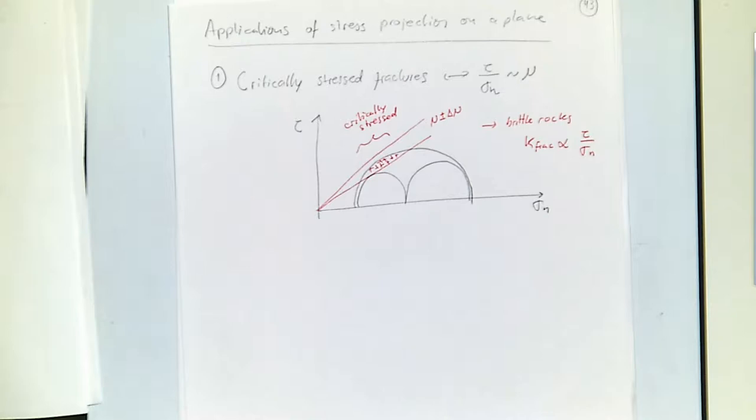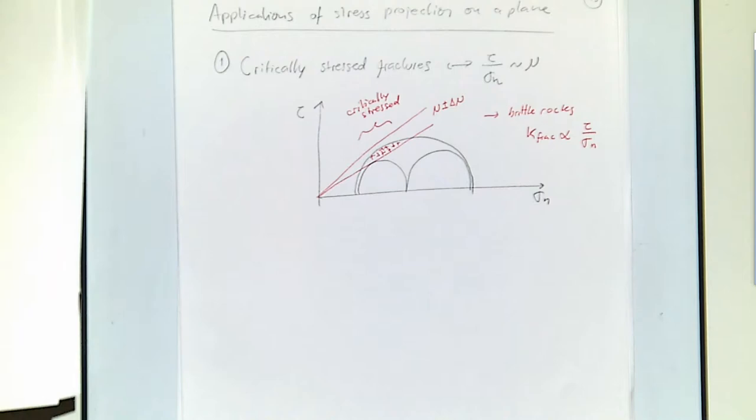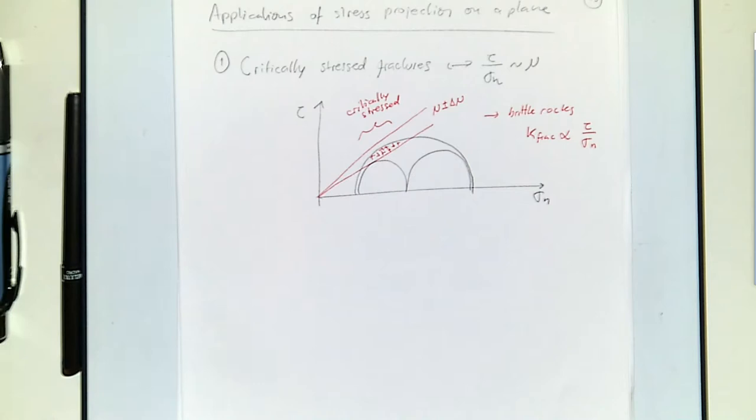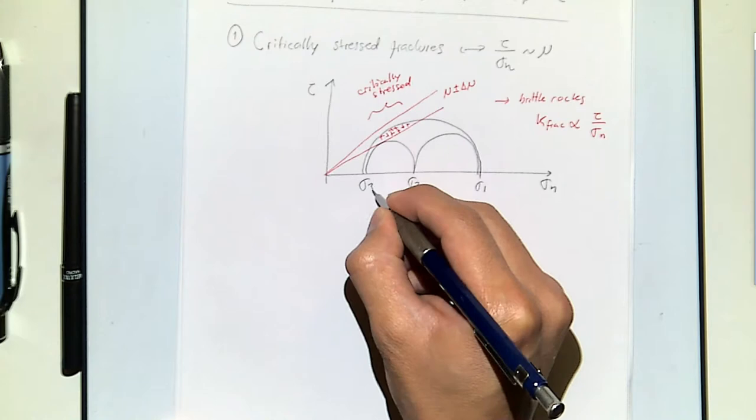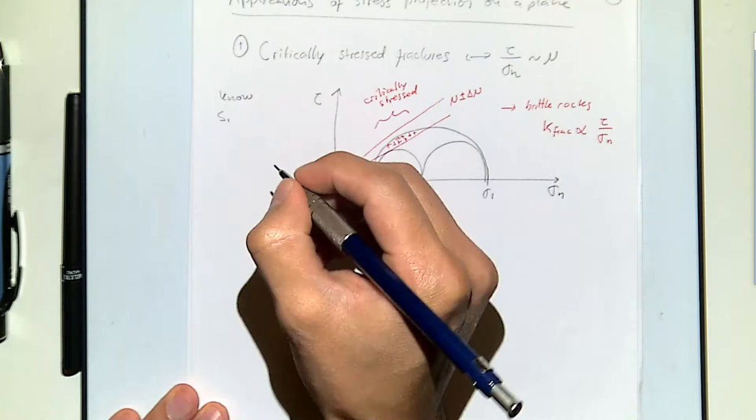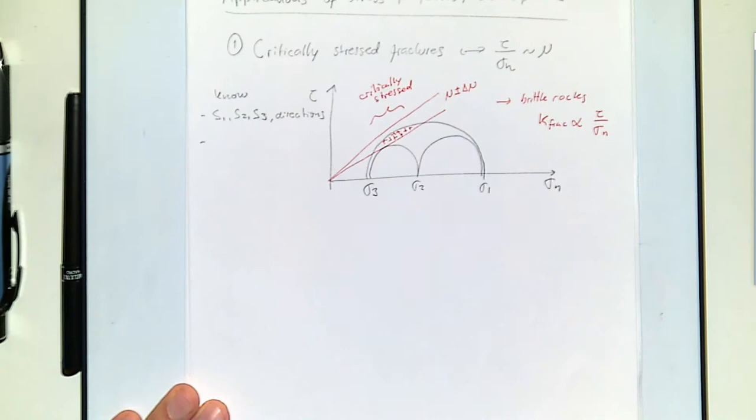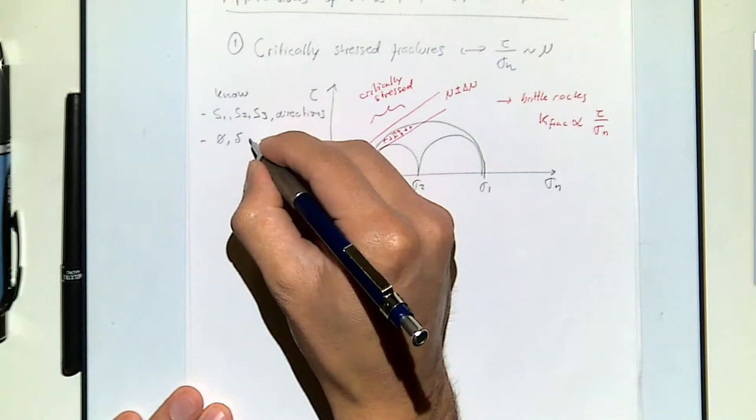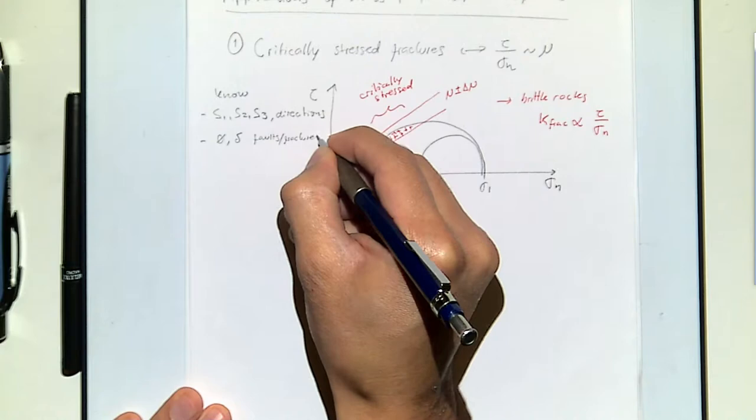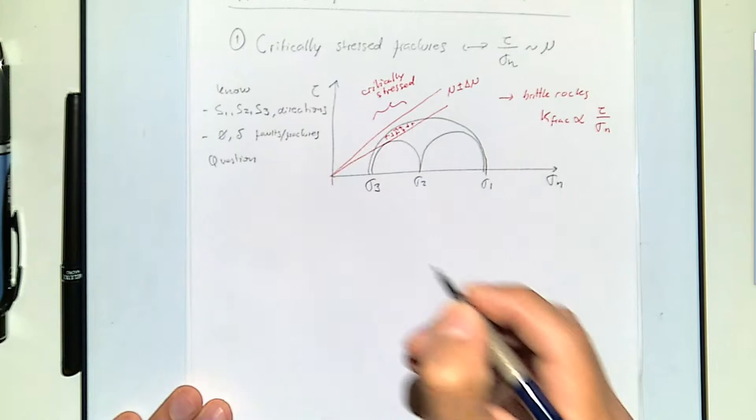And these are the three applications that we're going to see. The first one is about critically stressed fractures. In a typical problem like this one, what you know is, for example, the state of stress and also the directions. You know the orientation and dip of faults or fractures. And the question here is whether it is close to reactivation, whether it is critically stressed or not.